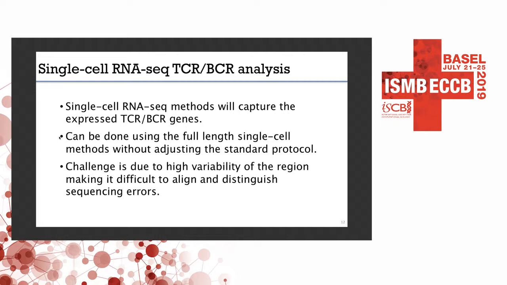Okay, so how do we actually get this information? If we use the single-cell methods, we are actually sequencing those genes, right? So that protein sequence that's expressed on the cell surface is representative of that gene sequence in the mRNA that's being expressed. And so if we're using a full-length single-cell method, we can actually get this information without even adjusting the standard protocol. The challenge is that because this is so variable and it's changing all the time, we don't have a good reference, and so it's difficult to align and distinguish sequencing errors from real rearrangements.